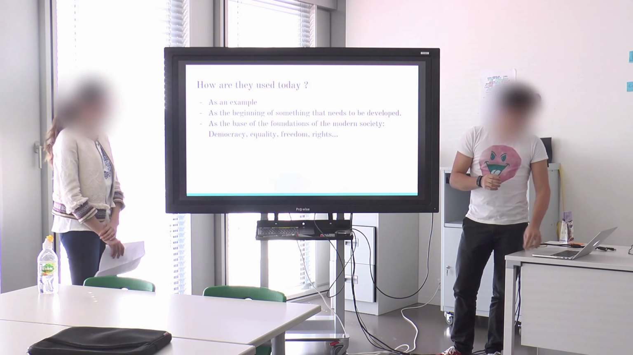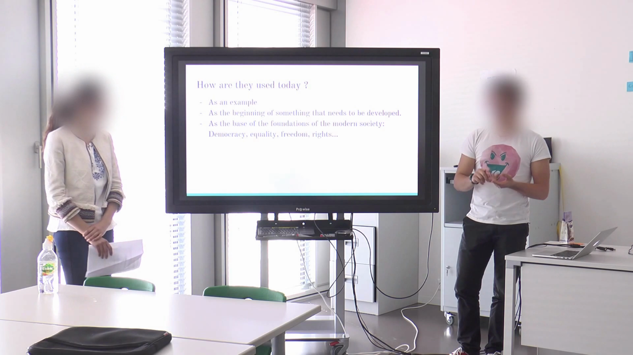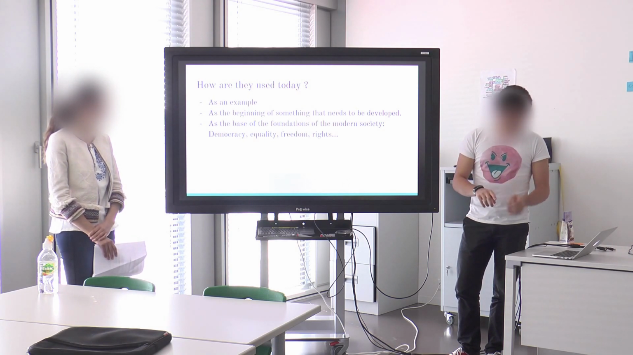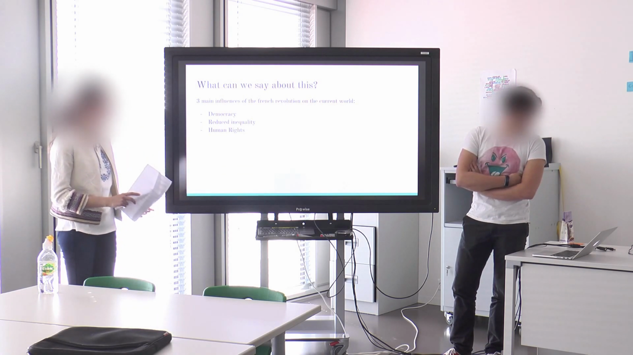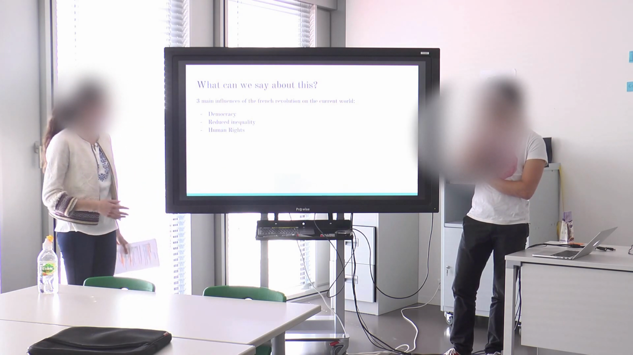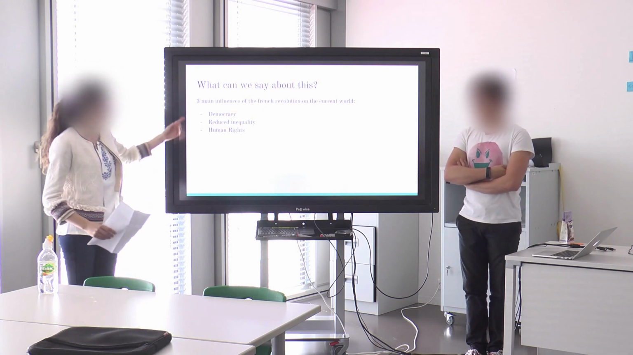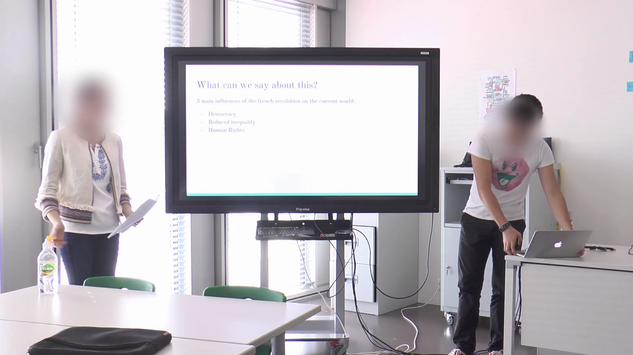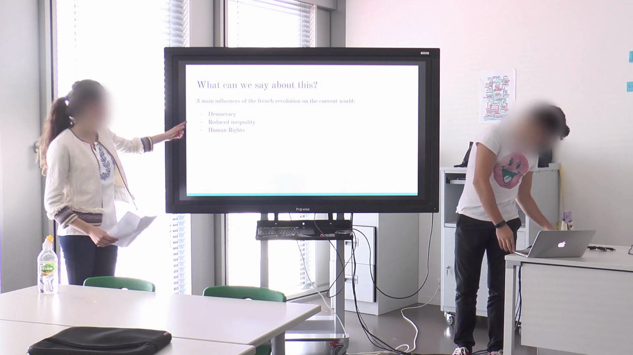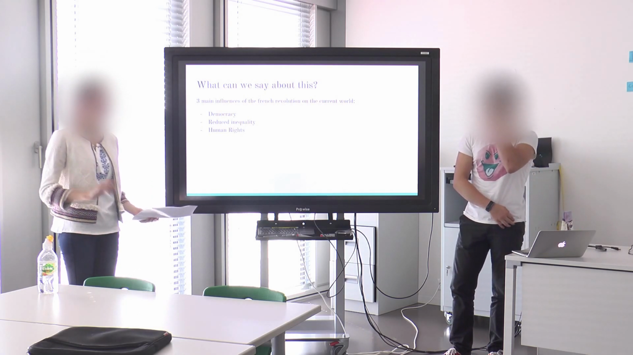And then it's basically a beginning of something that needs to be developed, and it's the base of foundation of modern society, so with democracy, equality, rights and freedom. Now, to conclude this whole part of it, the French Revolution had three main influences on the current world, which are, first of all, democracy, and I'm saying democracy instead of freedom because democracy allows freedom to happen. Second of all, reduced inequality. Even though inequality is still present in the current world, it's been reduced.